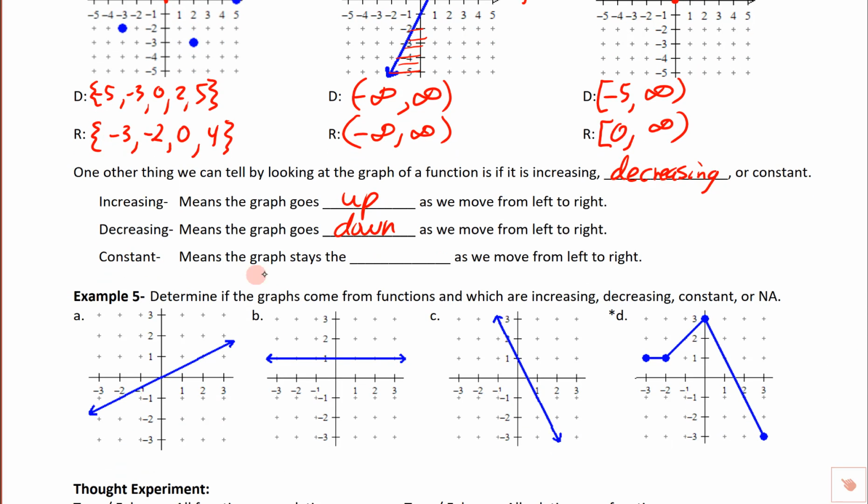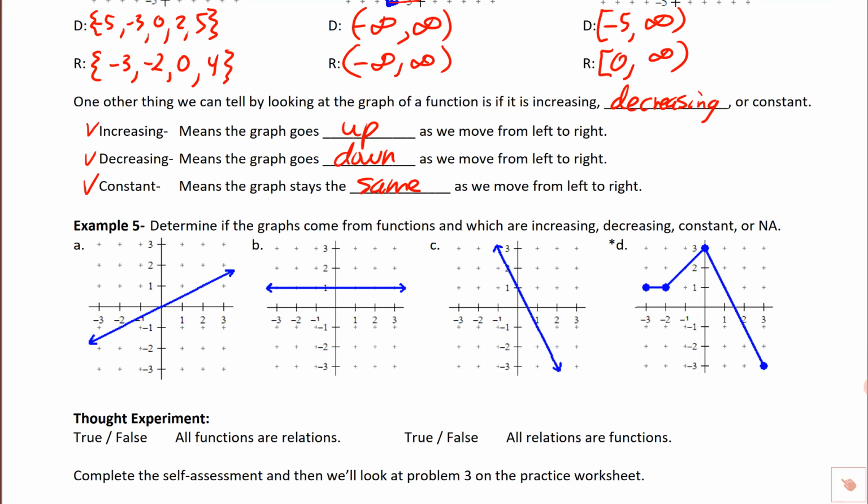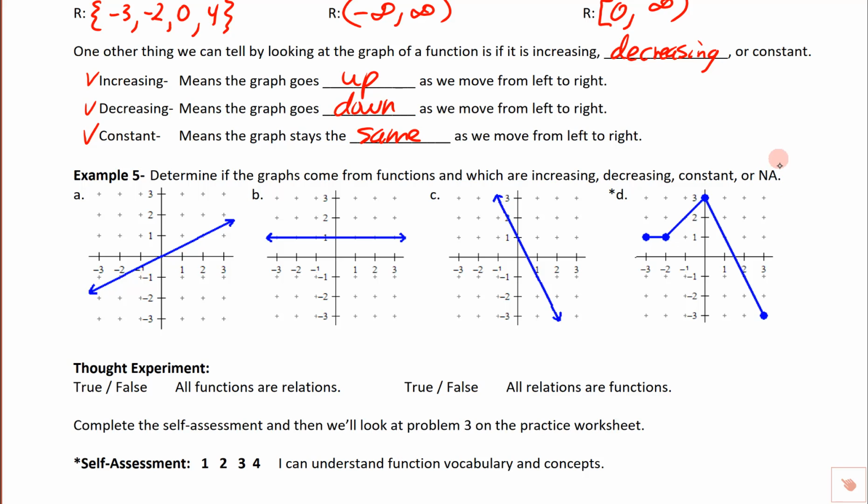And if it stays the same, if it just keeps the same value all the way as we move from left to right, then we call that a constant function. So we've got an increasing, decreasing, and constant function. And we just want to look at this graph right here. And the instructions say this: determine if the graphs come from functions which are increasing, decreasing, constant, or NA. So NA would be not applicable, doesn't apply here, question doesn't make sense or something like that.